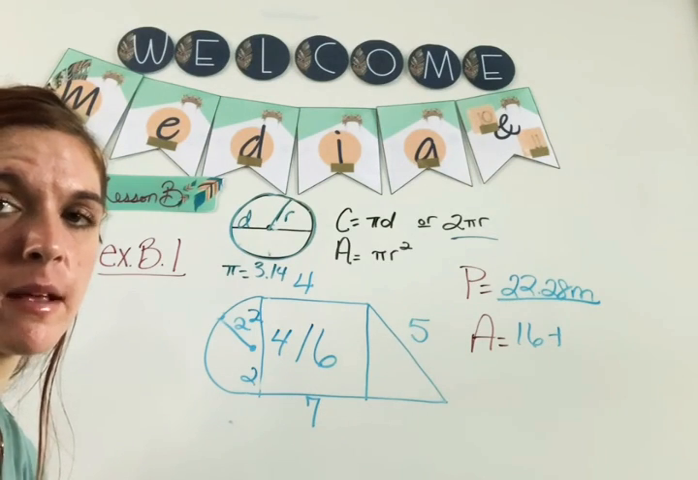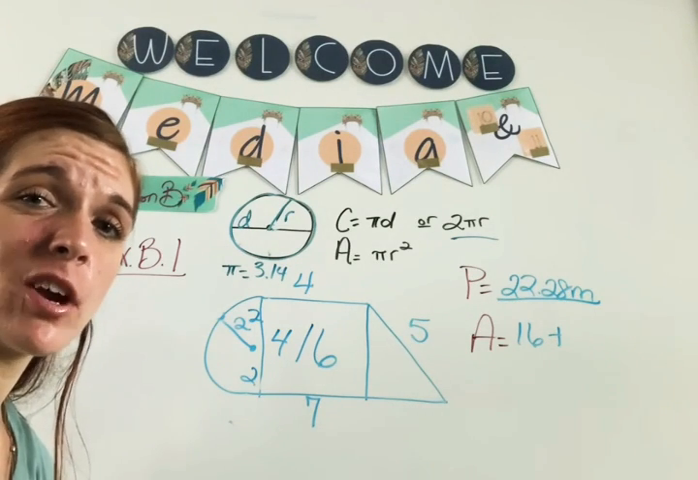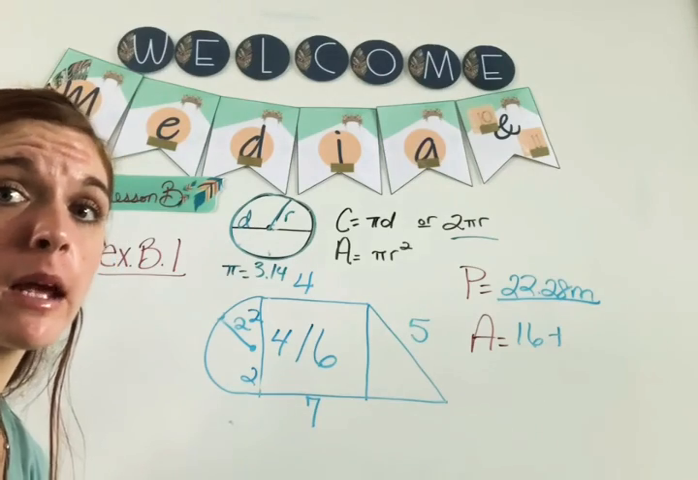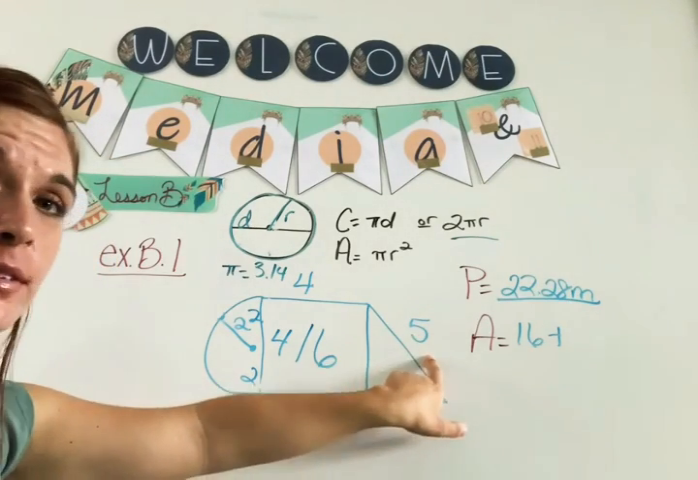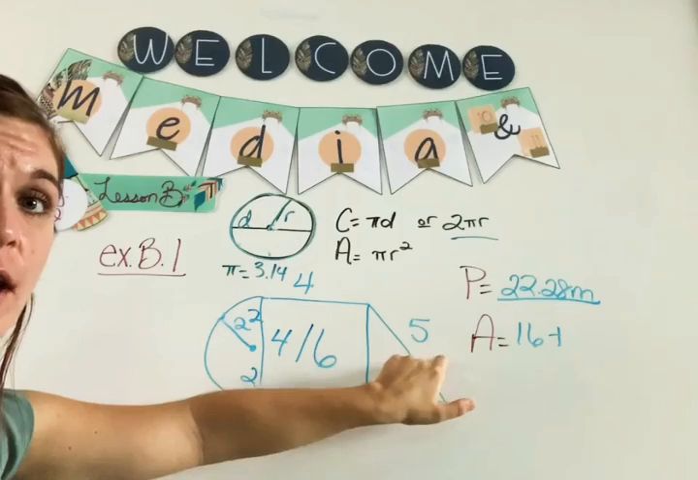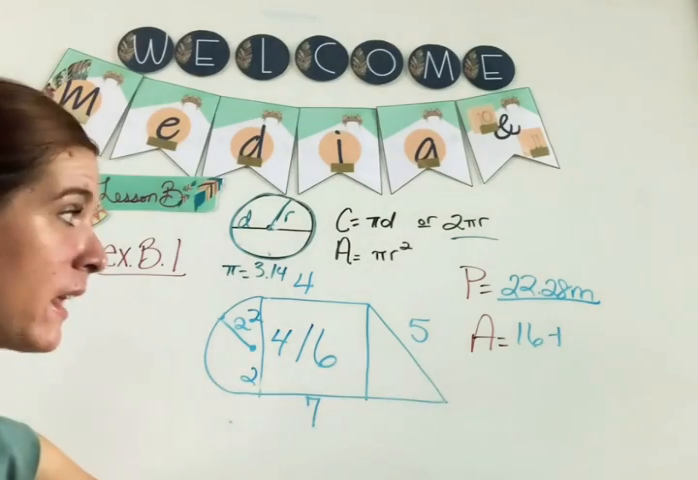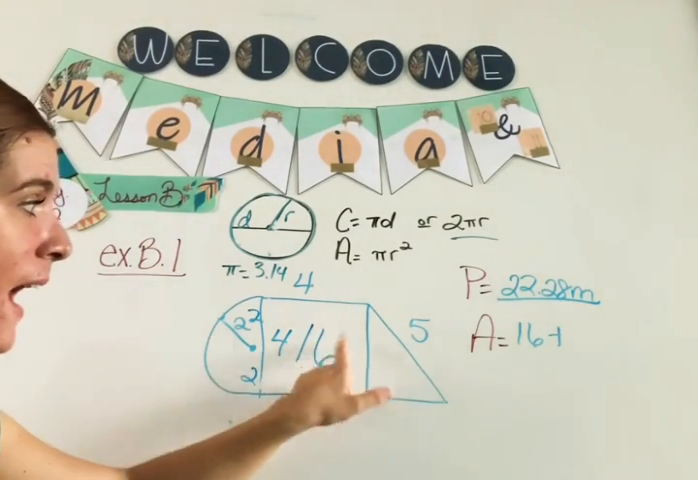Base times height divided by 2. You know Saxon's gonna try to trick you, right? So you gotta be aware of that, you gotta be careful. This 5 has absolutely nothing to do with the area of this triangle. Okay, so don't use it for anything. You have to find the base and the height and divide it by 2.